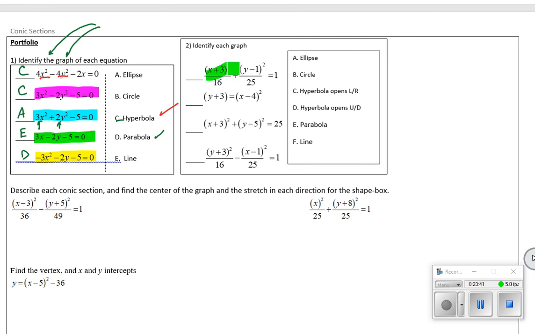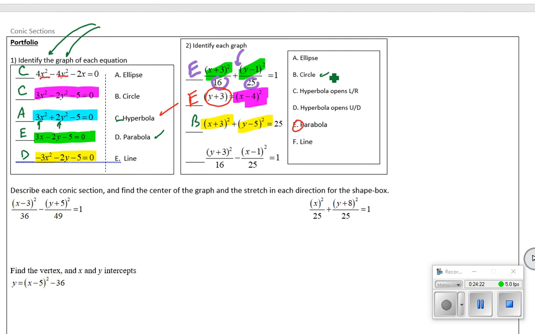Same idea. X squared and y squared, but we have different coefficients, positive but different coefficients. That is an ellipse. I have only 1 squared. Y is not squared. I have only 1 square. That is a parabola. I have 2 squares, and they both have coefficients of 1. That's just like one of your top 10 problems. That is a circle. B for a circle.